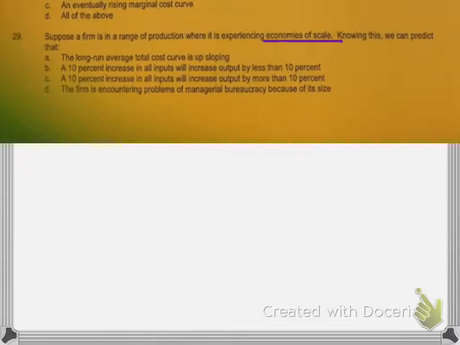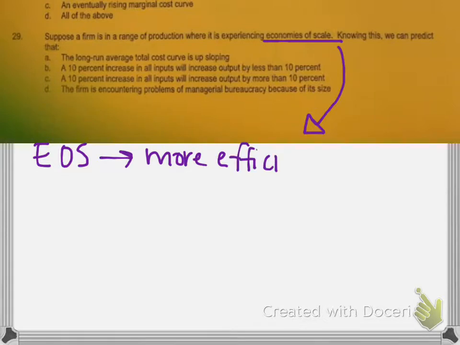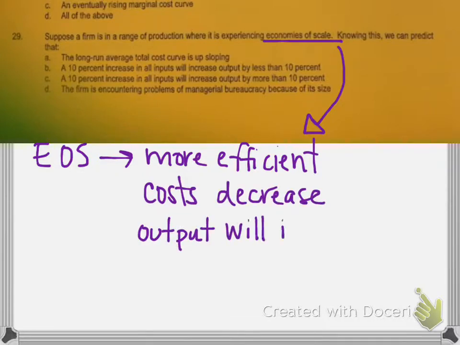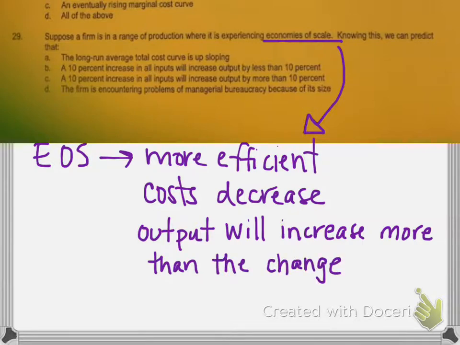That's just really looking at whether you understand what it means if you're doing something efficiently. If you're experiencing economies of scale, it means that you're becoming more efficient. If you're more efficient, you're getting more out of your resources. So costs are going to decrease and your output will increase. So if you put in 10% more inputs and you're really efficient, you're getting more out of your inputs than you're putting in. So a 10% increase in inputs will increase your output by more than 10%.